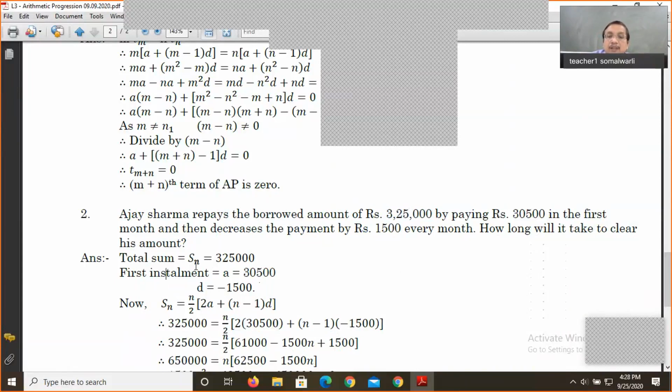So Sn. First installment was 30,500, so it is a. And as every month the amount of each installment goes on decreasing, the common difference becomes negative. So applying the formula for Sn, we have to find the value of n. So definitely we will get a quadratic equation. Just substituting the values and simplifying it.